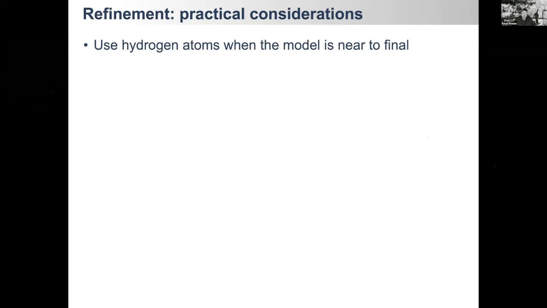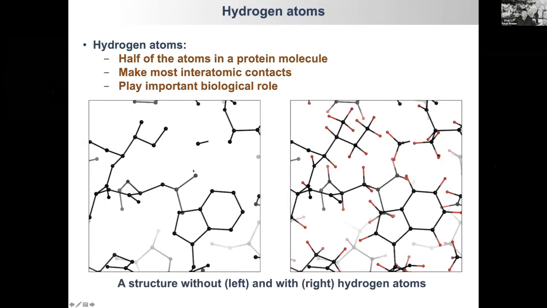But when your model is close to final, we know hydrogens are there, and regardless of the resolution, it's always a good idea to use hydrogens. This is just a collection of facts, right? Hydrogens count for half of the atoms in a protein molecule. They make a lot of interactions and play a biological role as well. This is just an illustration, left and right, with and without hydrogens. And you see how empty the model is without hydrogens and how crowded it is with hydrogens.